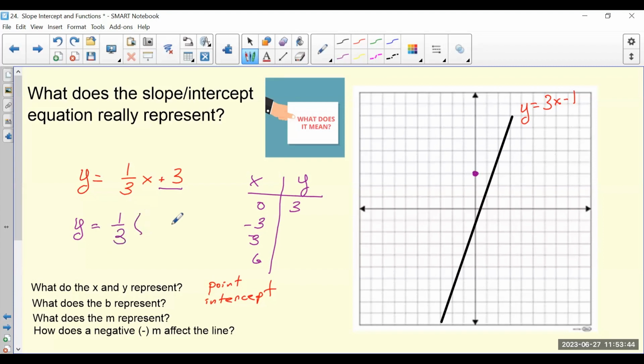1/3 times -3 plus 3. So 1/3 of -3, that is going to be 1 times -3 over 3, which is going to be y equals -3 over 3 plus 3. Okay, -3 divided by 3 is -1, plus 3. That's going to equal -2. So we're going to have a point at -3, -2.